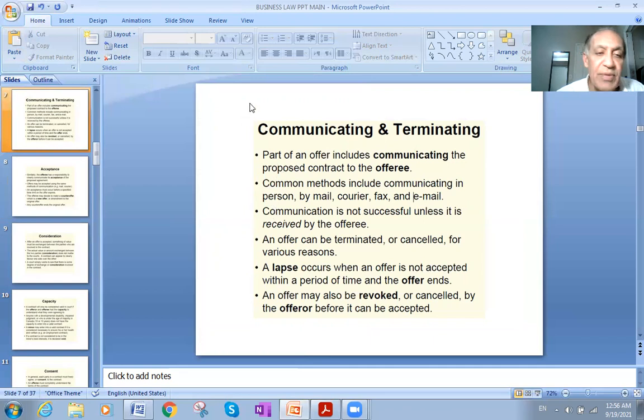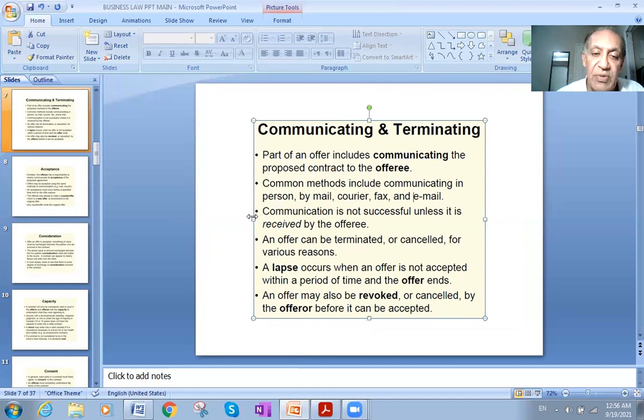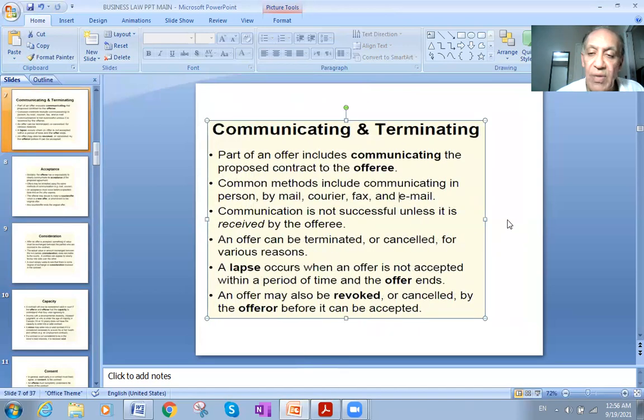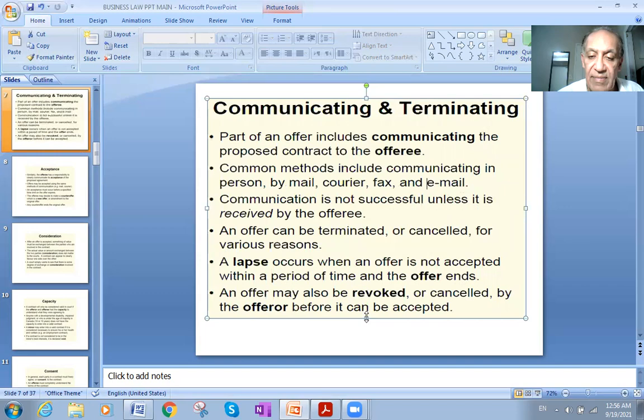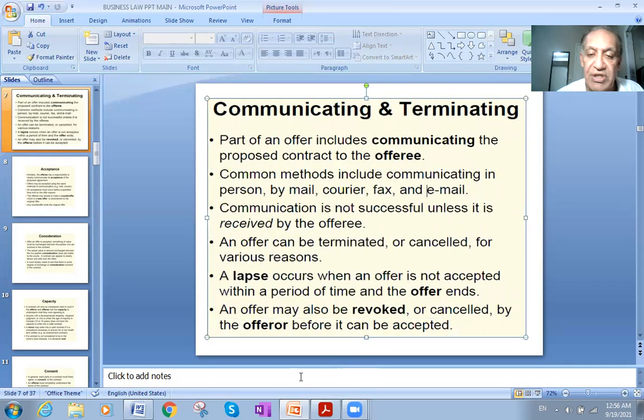Now we'll go to communicating and terminating. Part of an offer includes communicating the proposed contract to the offeree. We had the offerer and we had the offeree, and there is something in between them: they have to exchange, which is the consideration.